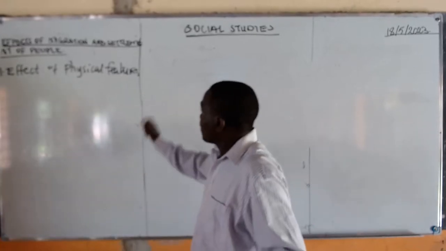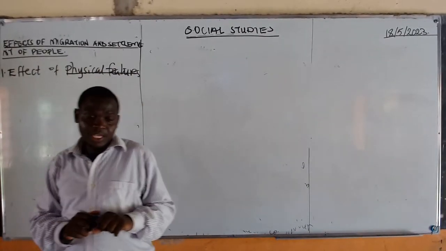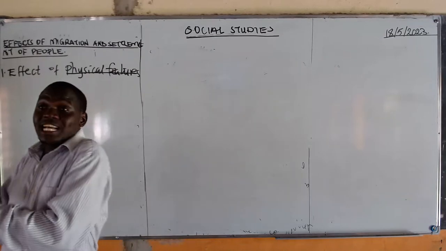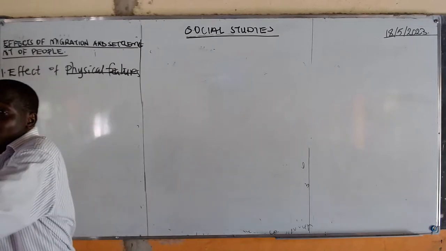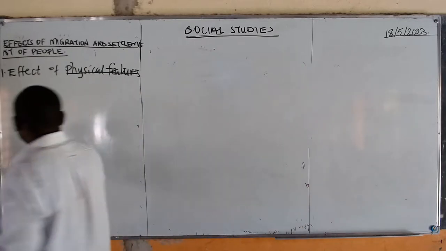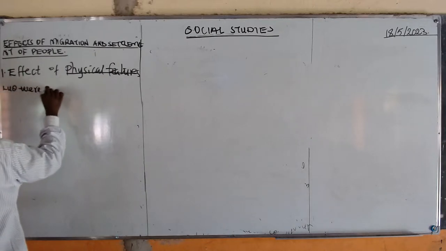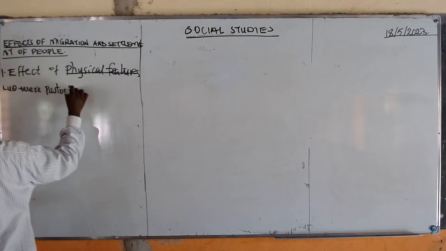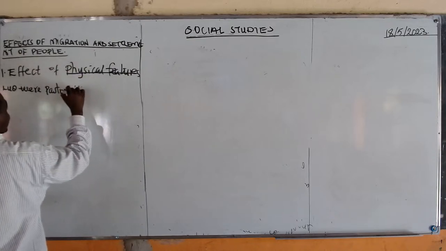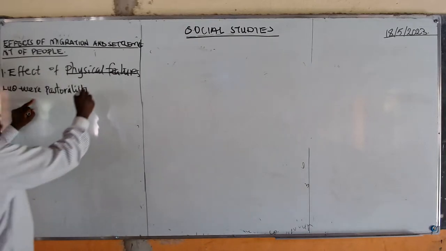Now, when those people were migrating with these physical features, the physical features themselves changed the people. The physical features forced the people to change their way of life and join new way of life. For example, Luo were pastoralists. Right? Luo were pastoralists.